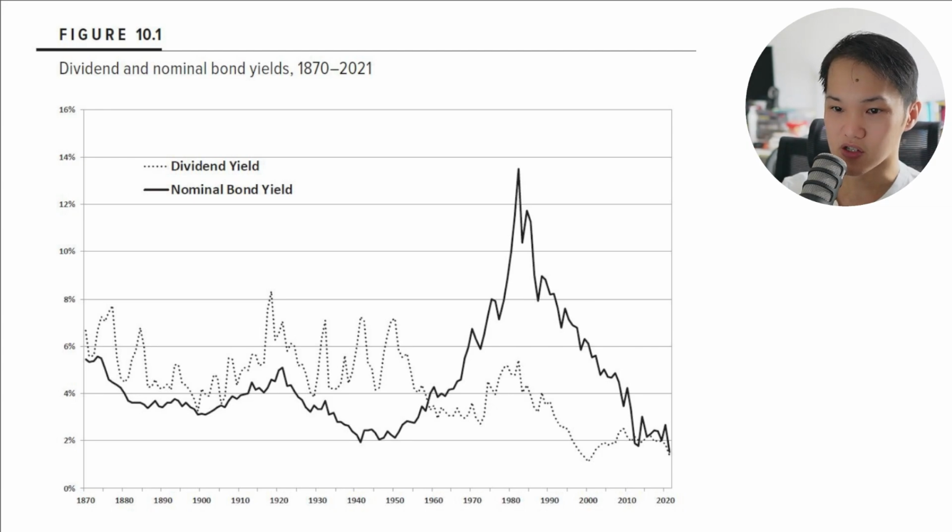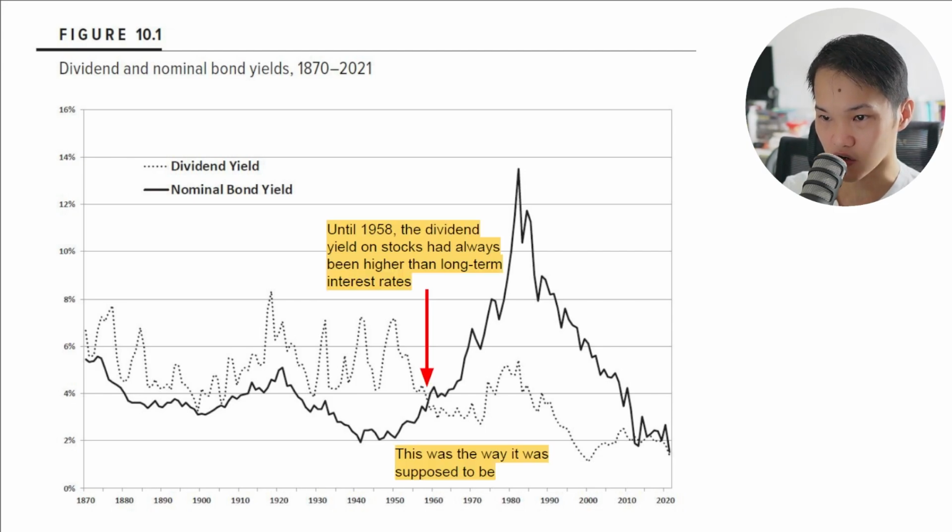If you look at the history, this is very long data, from the 1870s until 2020, so about 150 years. Let's focus on the first half. You see there's a crossover here, up until 1958. You see that this black line is below the dotted line. What this says is that for a long stretch of time, the dividend yield is higher than the nominal bond yield.